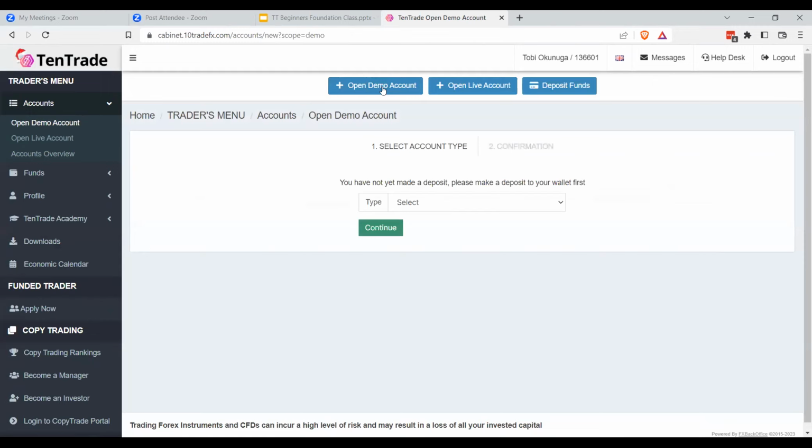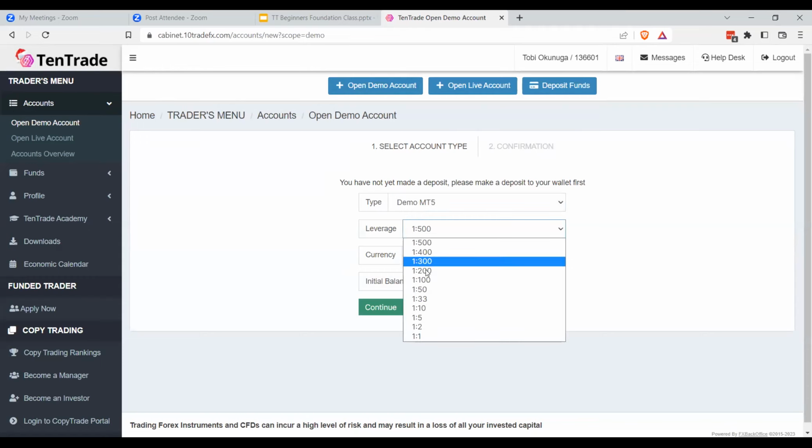It's very, very simple. You'll be asked to select account type. Open Demo Account. Okay, so good. For the type, you select demo MT5.